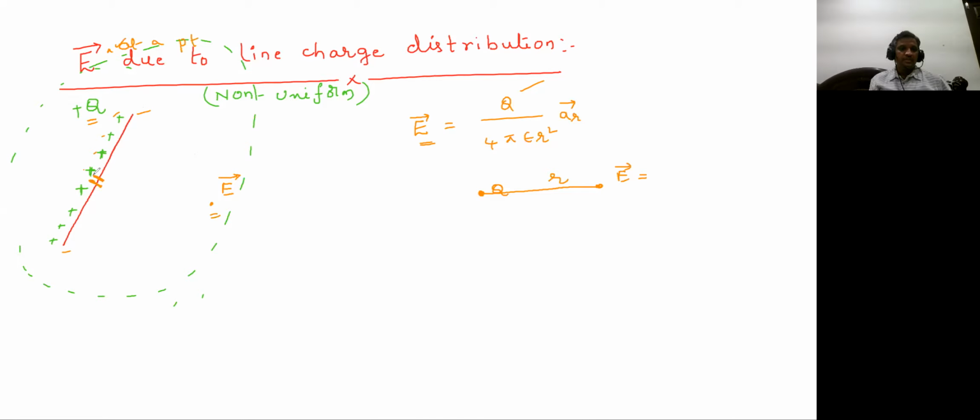So this is a very short section, which we call a differential length. We take a small differential length in this line charge. The charge distributed on this entire conductor is Q, but the charge present on this very small differential length, we don't know how much it is, but we can say it is a very small charge, which we call a differential charge. So the differential charge dq here, as it is very small, I can call a point charge.